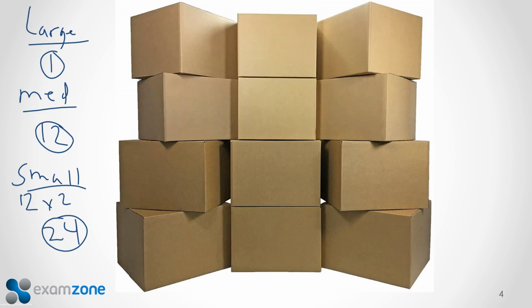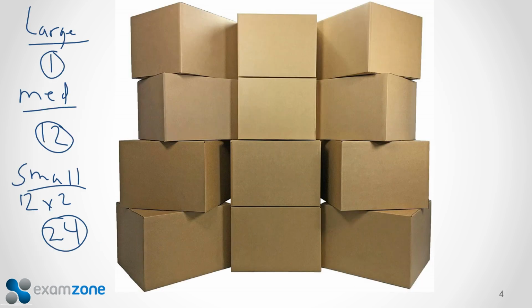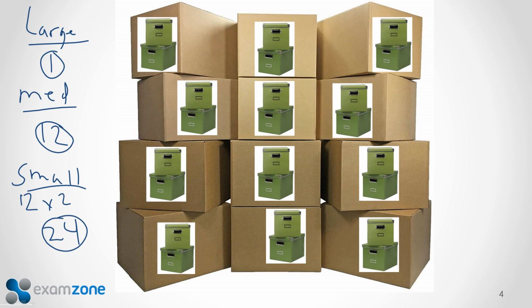But this is just in one large box, so times 2, right? This illustrates what's inside one of the large boxes, which has 12 medium and 24 small. So times 2 is 74. So a lot of them will have that little extra wrinkle. If you go too fast, you think, oh, I got it done. I actually had it half done. A lot of boxes.